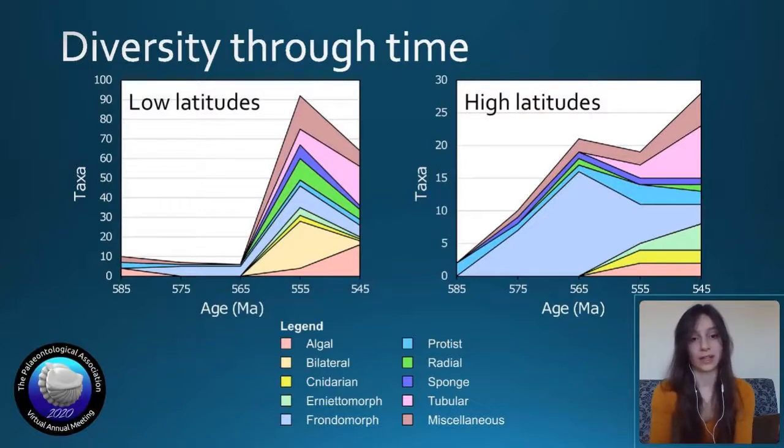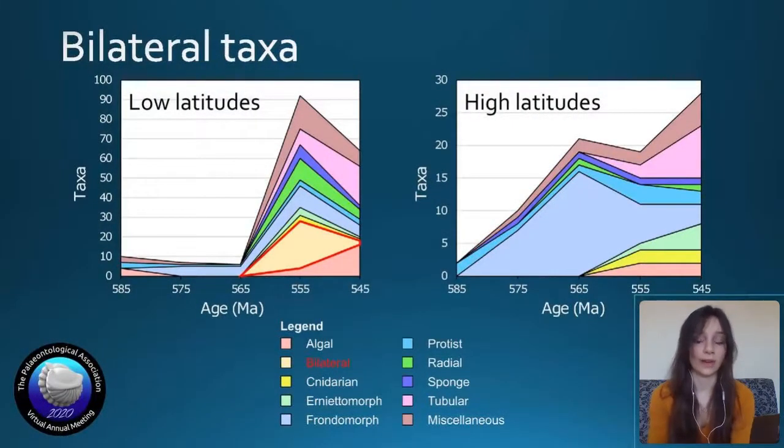The first one that I'd like to point out to you are these bilateral taxa, which I've now highlighted with a red outline. And you can see that they radiate later than a few of the other groups during the Ediacaran, and they're also only found at low latitudes.